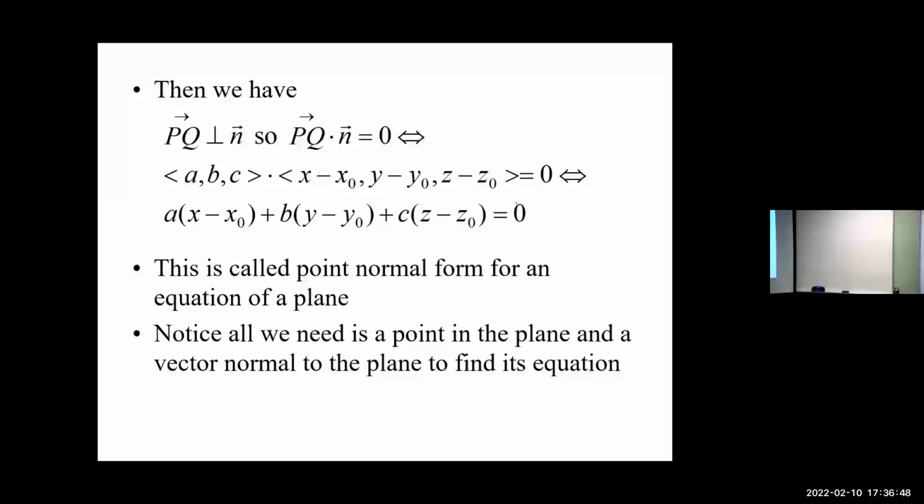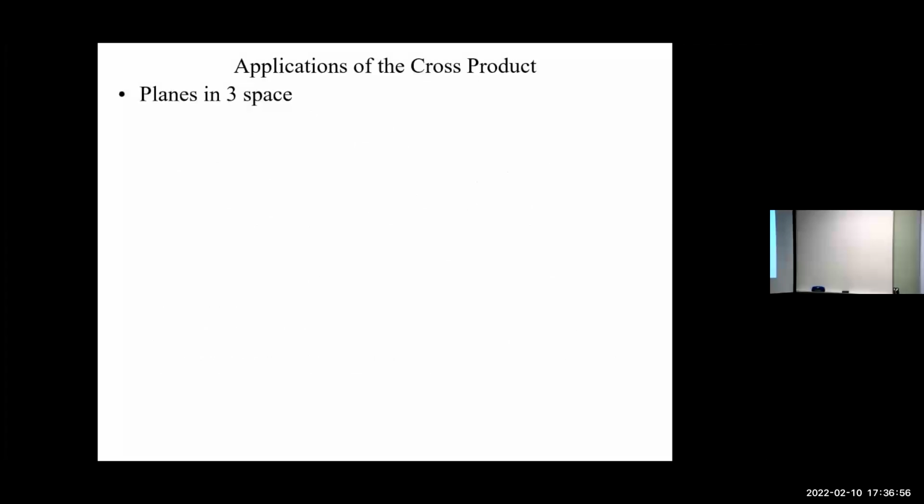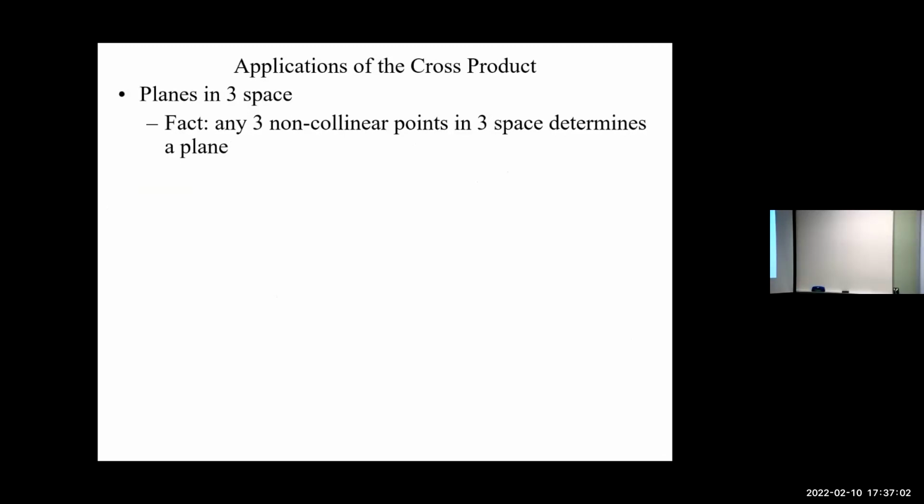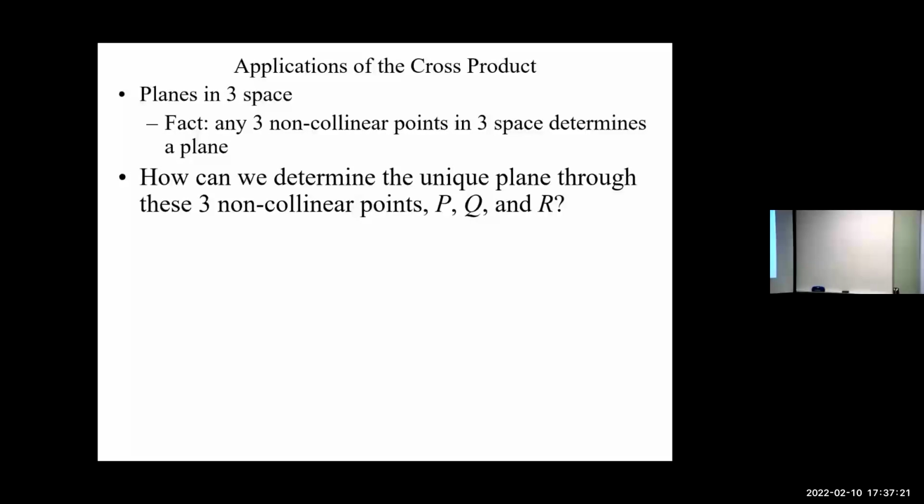Now, let's leverage something that we talked about last time with what we just did. All right. Let's talk about a plane in 3 space. This is a fact. This is some basic geometry. Any 3 non-collinear points make a plane. Now, non-collinear means that they're not all 3 on the same line. So any 2 points is going to lie on the line. If you have a 3rd point not on the line, you can make a plane through those 3 points, right? So the question becomes, how can we determine the unique plane through 3 non-collinear points?